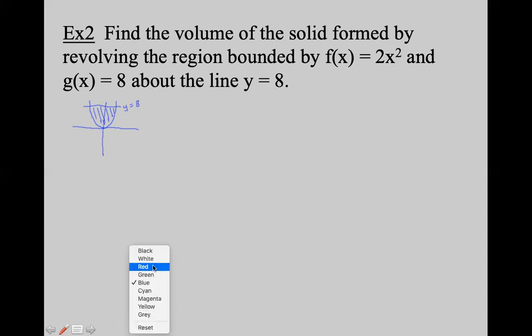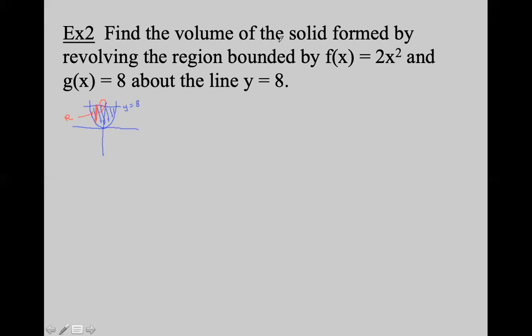I'm going to draw in my representative rectangle. This time I'll put it over here. Remember, it doesn't really matter where it is. So here's my representative rectangle. Its height here is actually the difference between these two curves. This is my big R. And I'm taking that representative rectangle and rotating it around the line y equals 8.